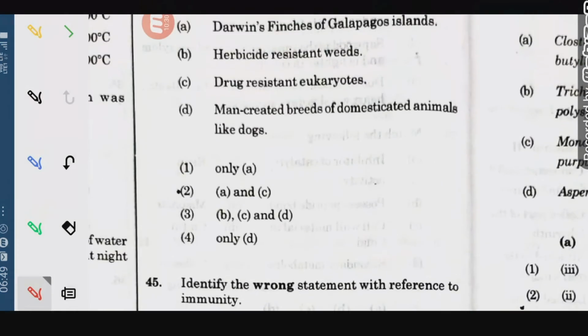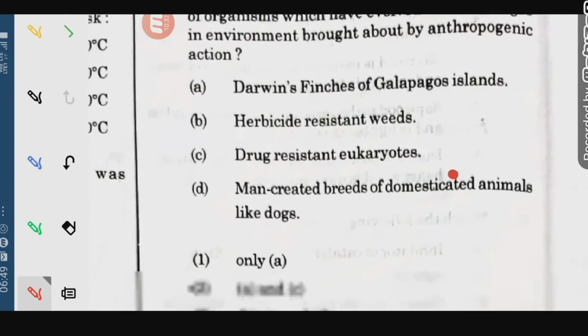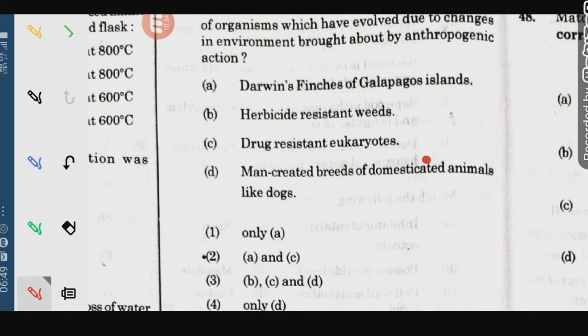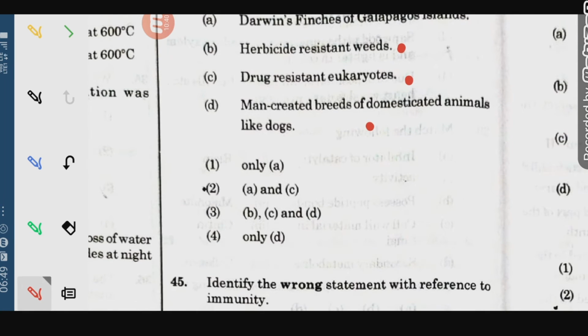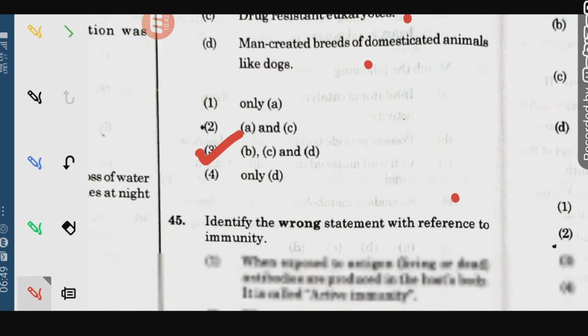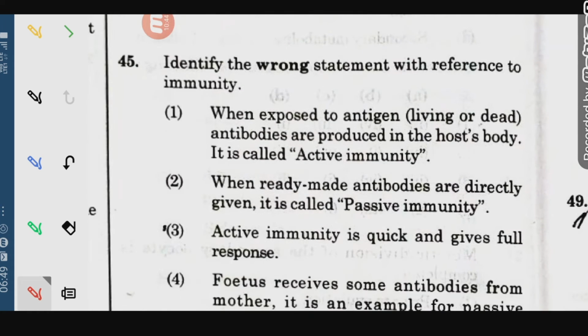Anthropogenic action means human action. So we created this, we created this, we created this. So A, B, C, D. So B, C, D, option 3. Identifying the wrong statement with reference to immunity. Okay. Active immunity is quick and gives good response. This one would be the correct answer.